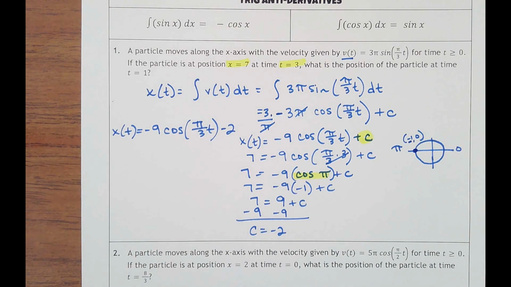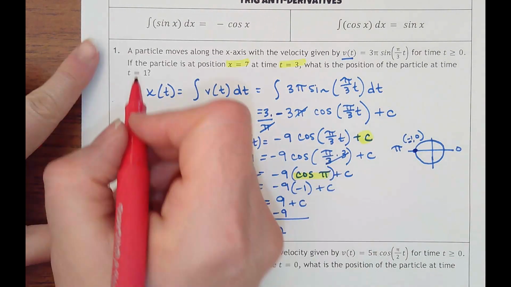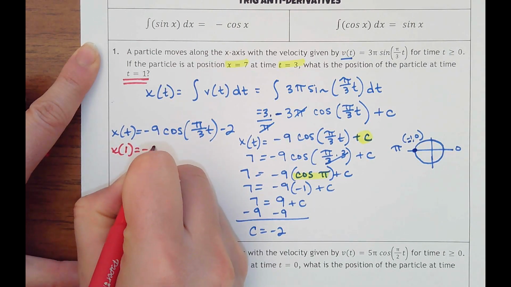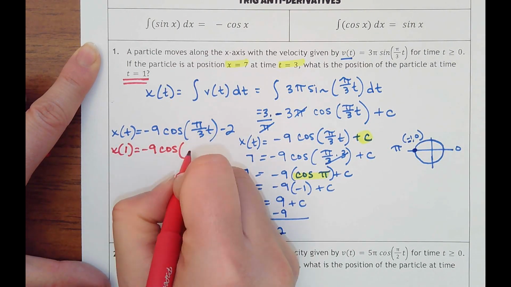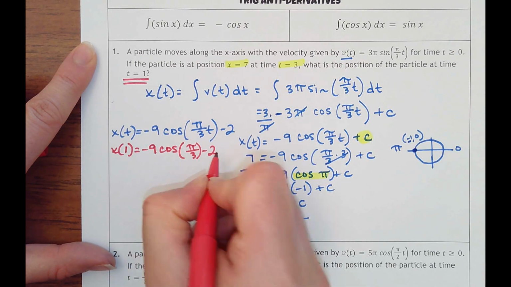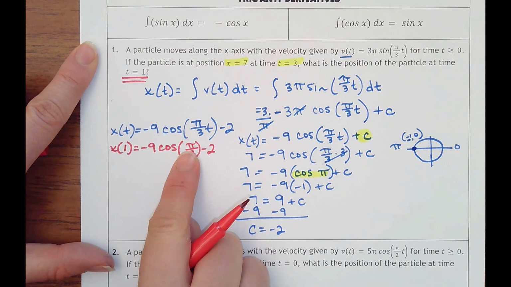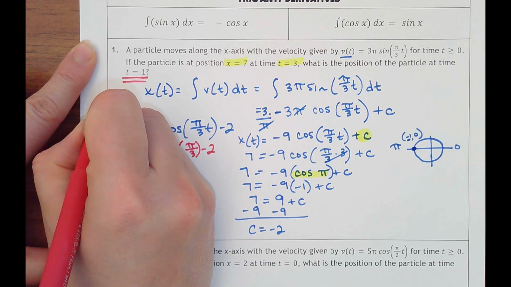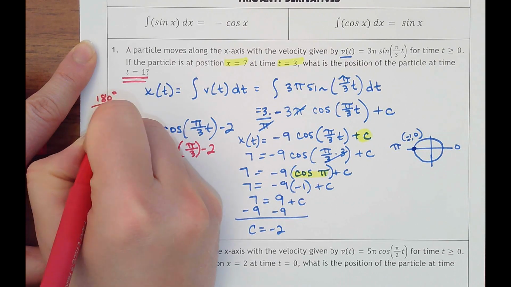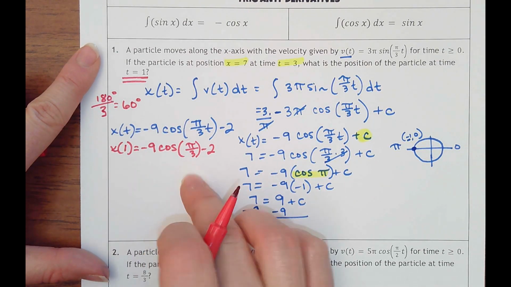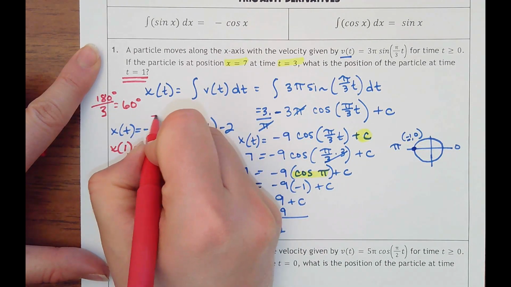Now I want to find when the time is 1. I'm going to do x of 1 equals negative 9 times cosine of pi over 3 times 1, which is still pi over 3, minus 2. What I like to think of is, since pi is 180 degrees, what is 180 degrees divided by 3? That's a 60, right? So I'm thinking of cosine at a 60-degree angle.